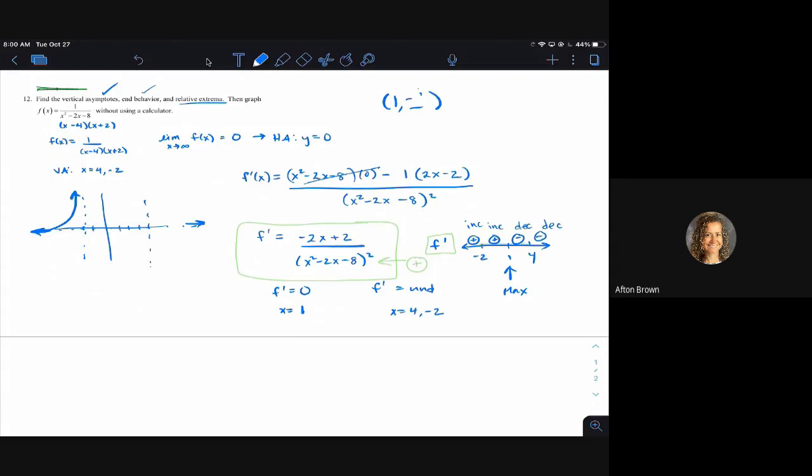-1 over 9. Thank you. Figured it would be closer to the x-axis. Okay, -1 over 9, so just barely below here. So it was increasing, then it began to decrease. And then after 4, the function was decreasing.